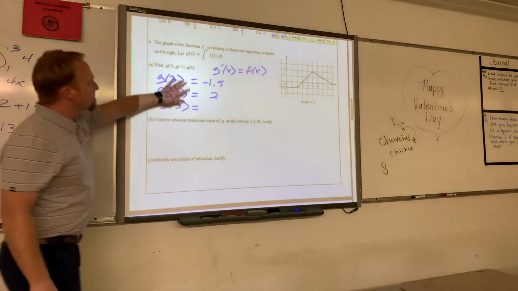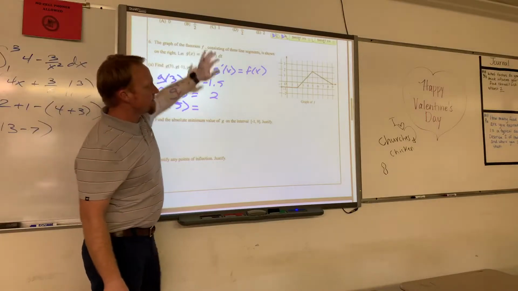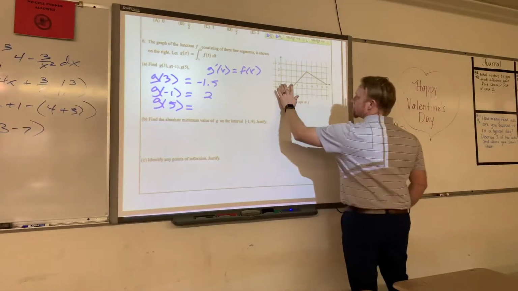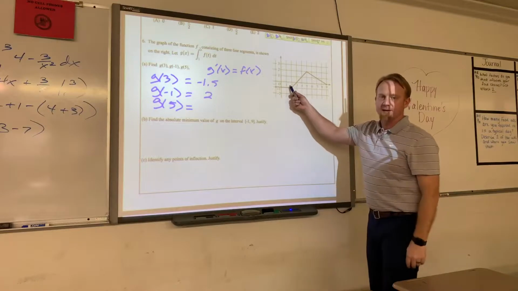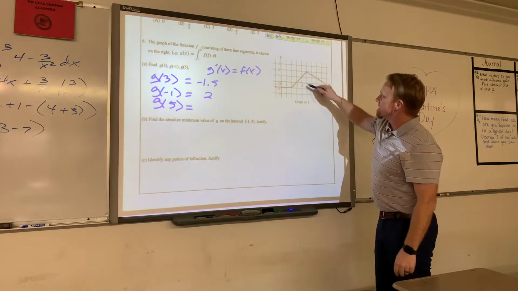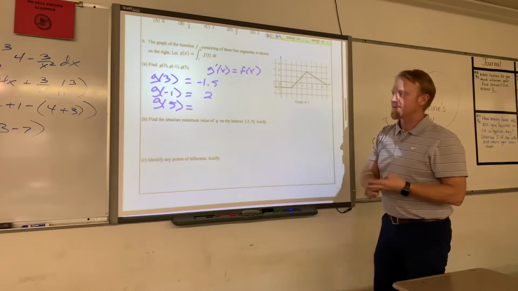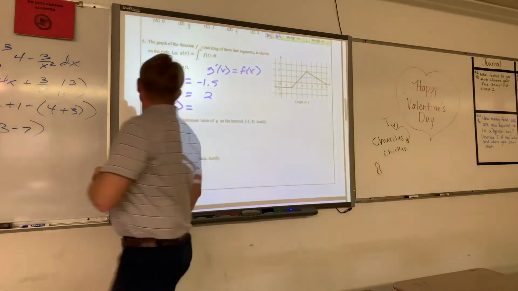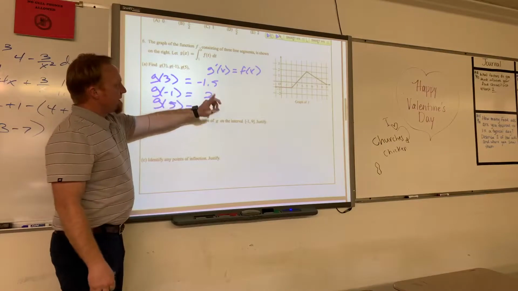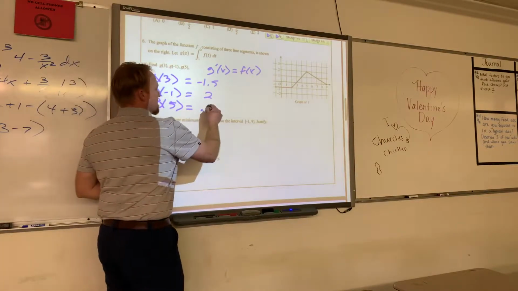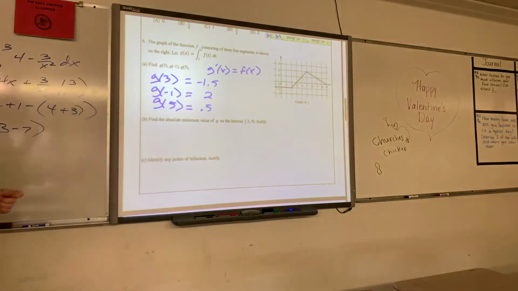And then 5. Plug in 5, I need the area from 1 to 5. I already know this is -1.5, so I just need the area of this. This is 2 by 2, so 1/2 times 2 times 2 gives me 2. So -1.5 plus 2 gives me 0.5.